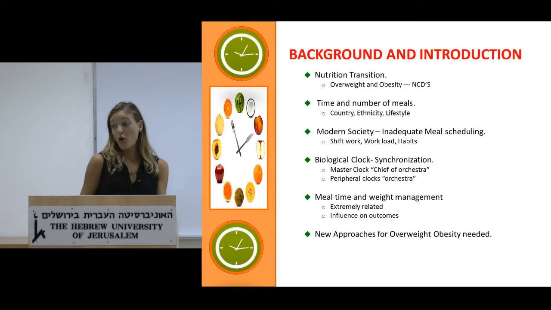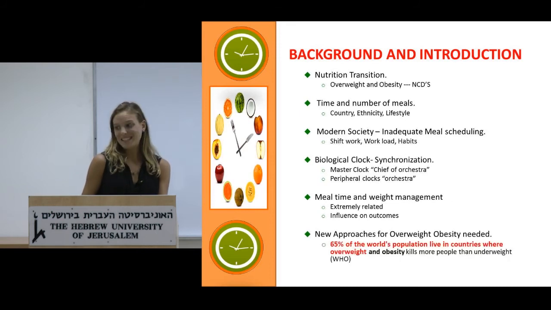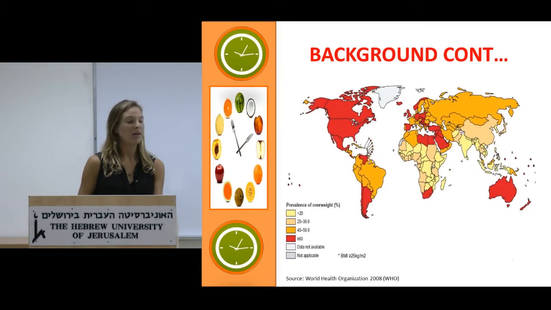New approaches for overweight and obesity are needed because trends keep going up. 65% of the world's population live in countries where overweight and obesity kills more people than underweight. So it's something to keep in mind. I want to show you this figure. This figure shows us the trends of overweight worldwide.